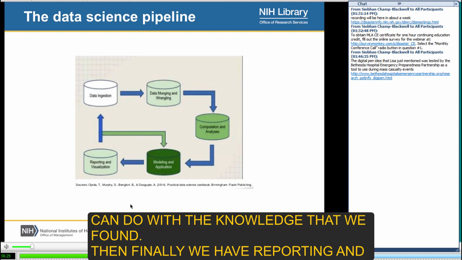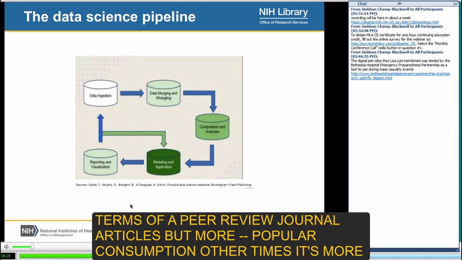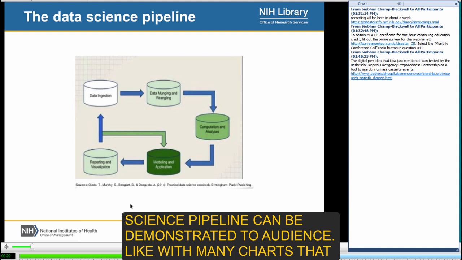And then finally, we have reporting and visualization. Often data science will be reported in the same way as typical science, in terms of a peer-reviewed journal article. But a lot of other data science is sometimes for popular consumption. Other times it's more useful to demonstrate it visually. So there are a lot of different ways that the output of the data science pipeline can be demonstrated to audiences.